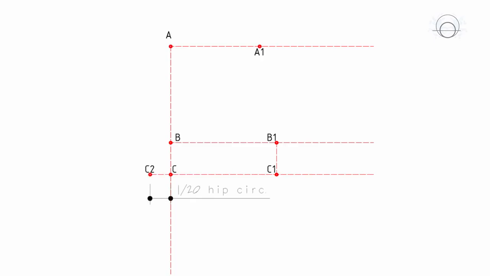From point C, measure 1/20 of your hip measurement to the left horizontally. Mark the end point with C2. Starting at C1, mark 1/2 of C1 C2 line length, and square up until you cross the AA1 line. Mark the point with E.